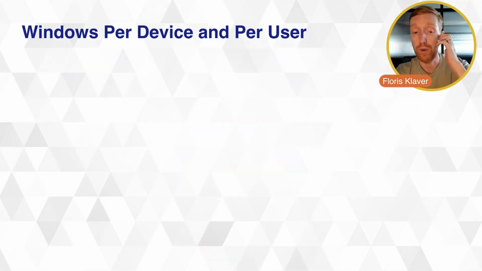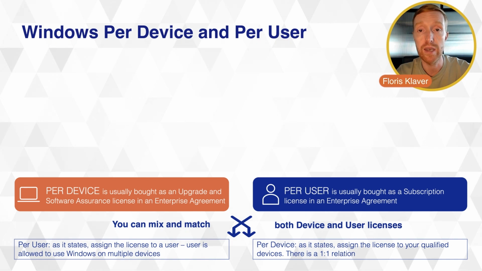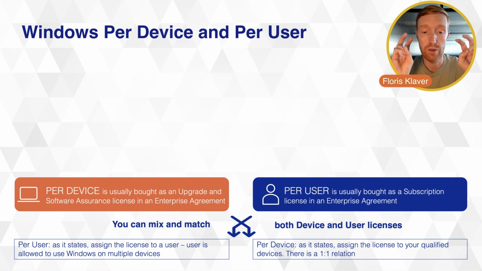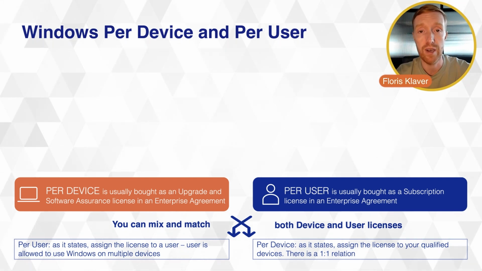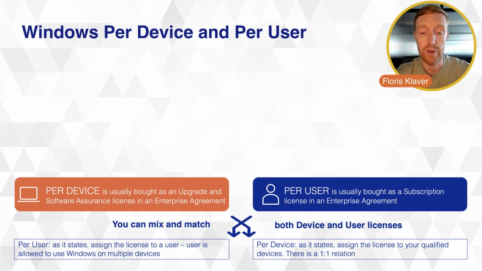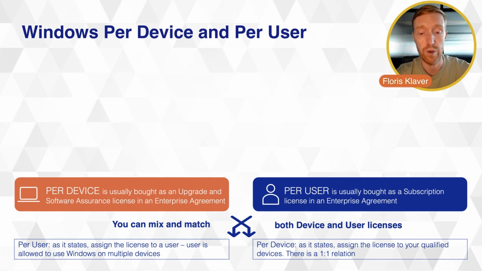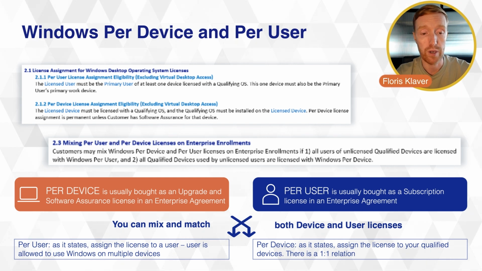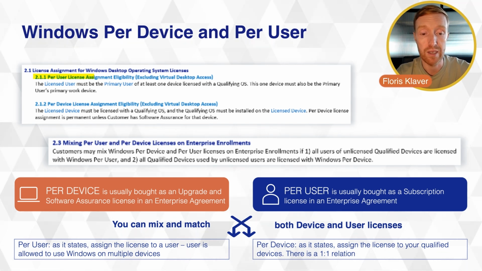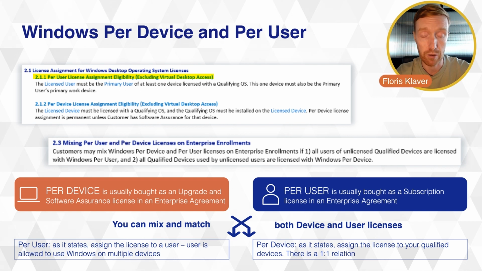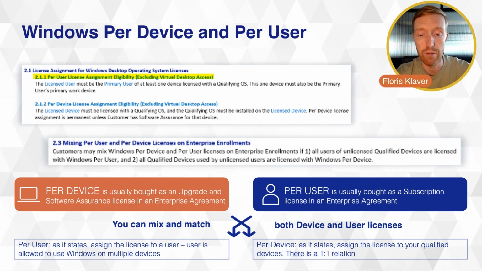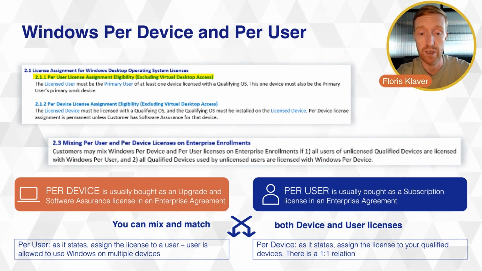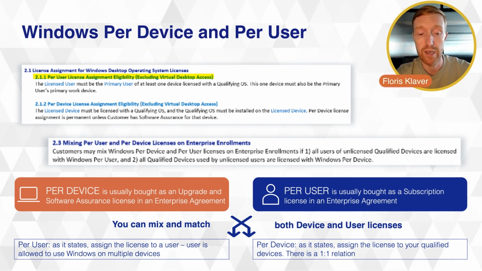And lastly, for Windows per device and per user, this is still a piece of software. Even if you're userifying the Windows per device license, it's still a piece of software that you install. What you see here on the screen are some excerpts from the Microsoft product terms, which speak about the per user license assignment eligibility, excluding virtual desktop access, which basically reads the same. You are able to mix and match per user and per device licenses if this is still interesting to you.